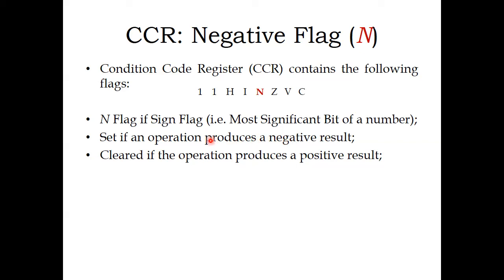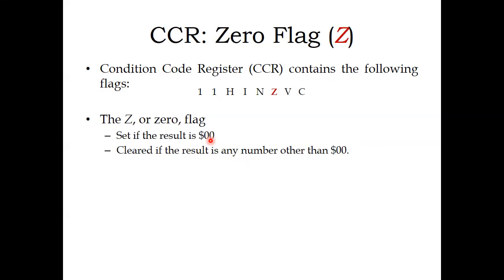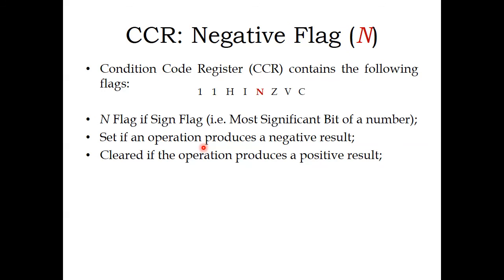Okay, so it's set if the result is negative. Meaning, let's say you are doing an addition, or a subtraction, or something else. If your result of addition or subtraction is negative, then this flag is set. Okay, and again, it is cleared if you get a positive result. Cleared means what? It becomes 0, right? Now, before I move on to the zero flag, how do I know whether the number is negative?